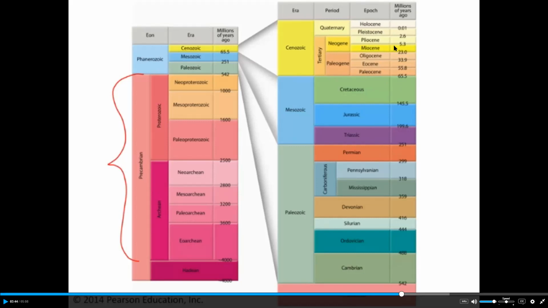If we look at the Precambrian period here, much less detailed because we don't know as much about what happened here. The Precambrian represents about 88% of Earth history, and we just don't know it in enough detail to really subdivide it like we have the Phanerozoic era.